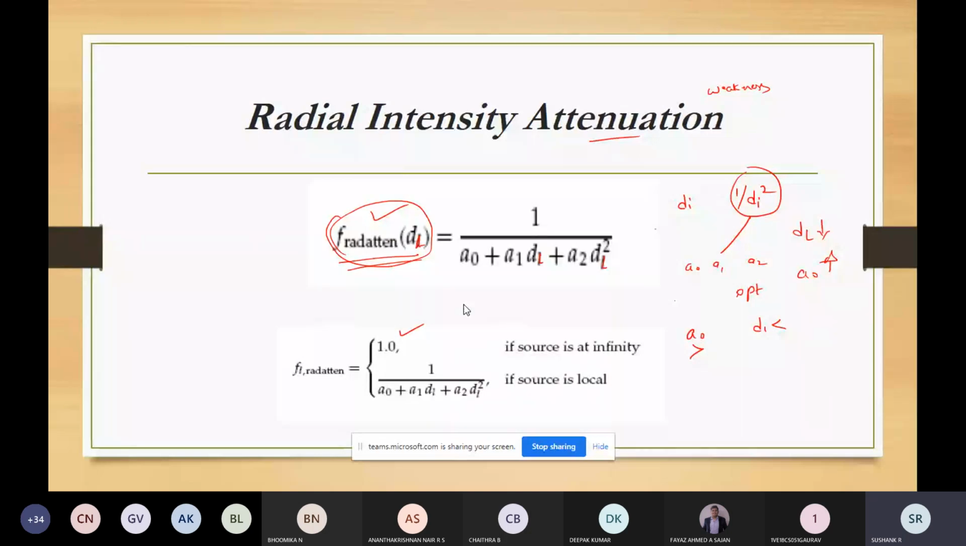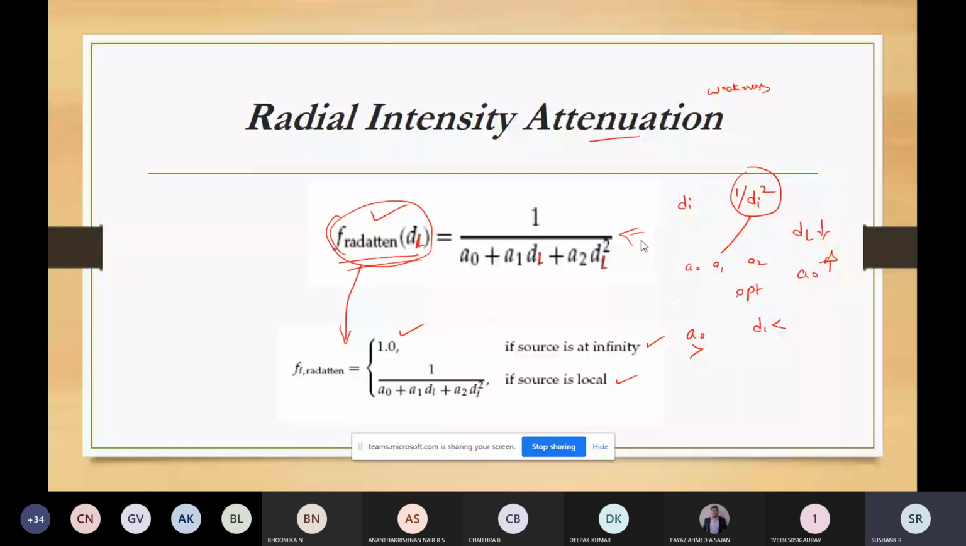So in order to do these changes, you can refine this formula as this. If the source is at infinity, the f radial intensity will be 1.0. If the source is local, this will be the formula for attenuation, the radial attenuation. So this is how this radial intensity attenuation will be seen.